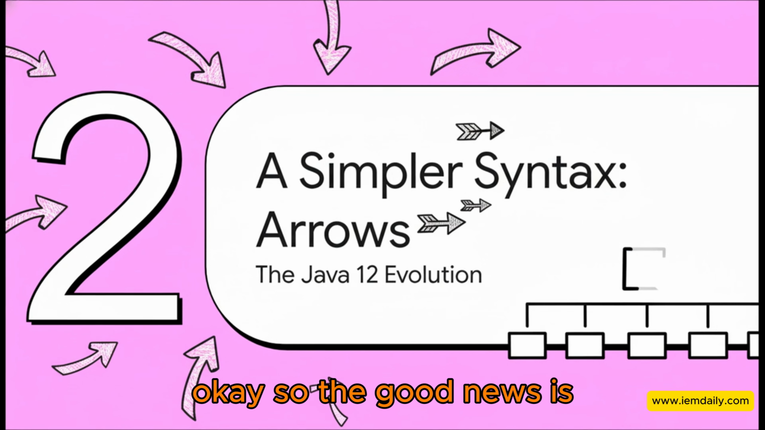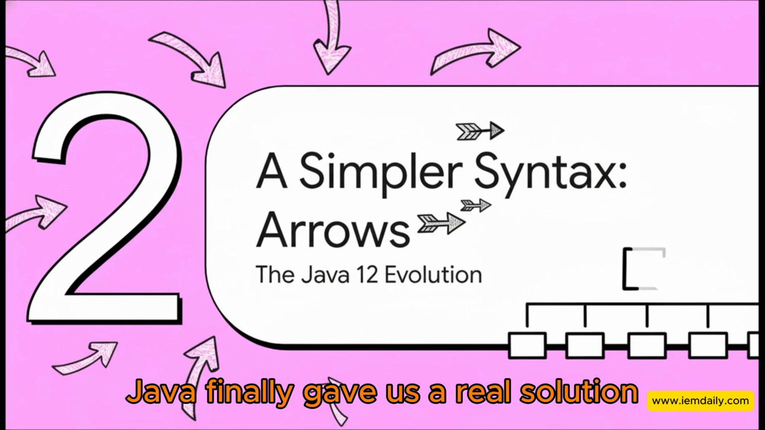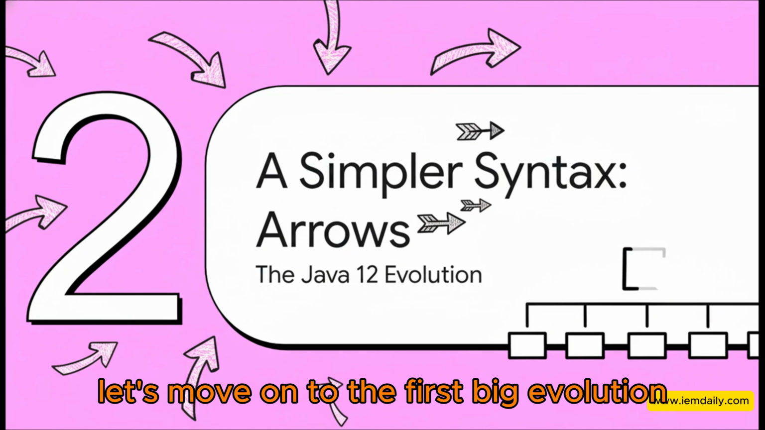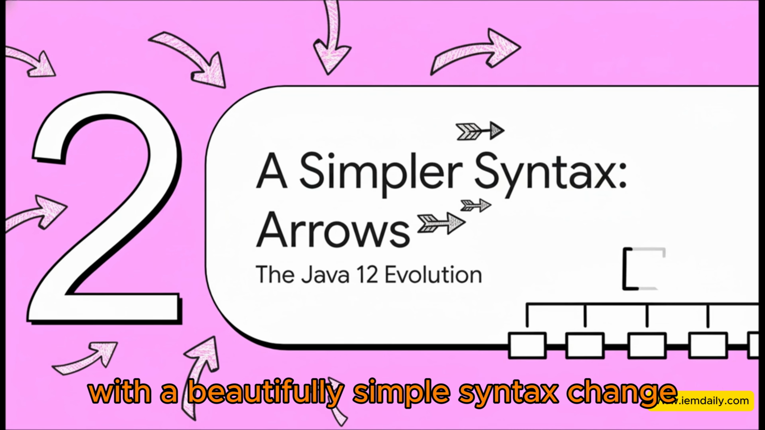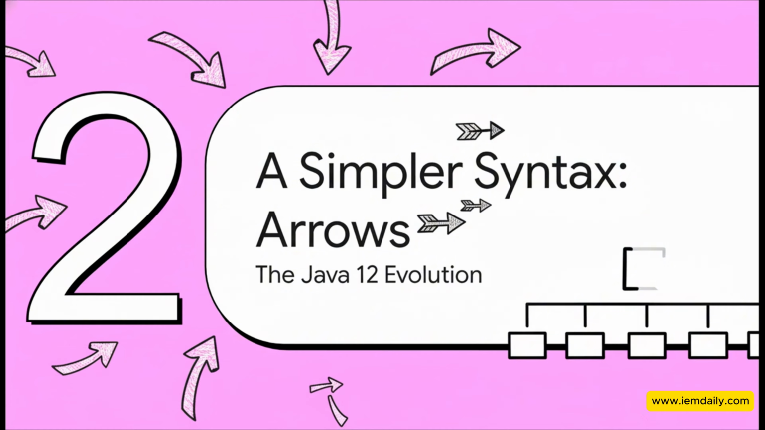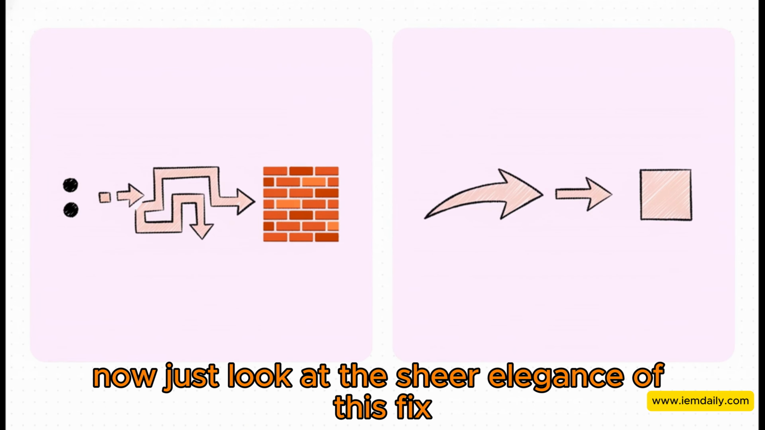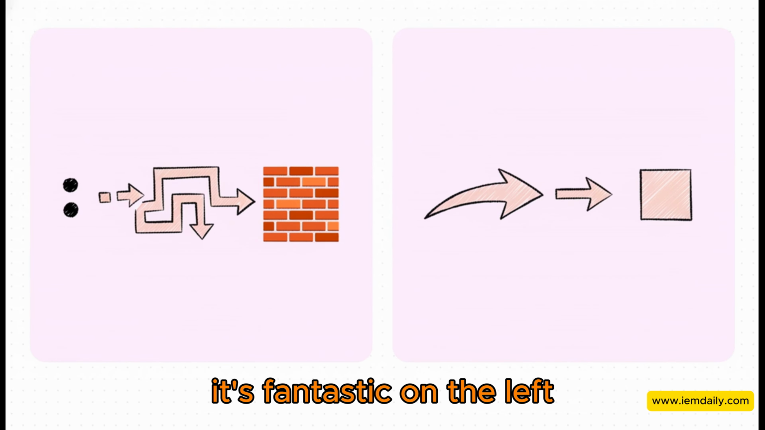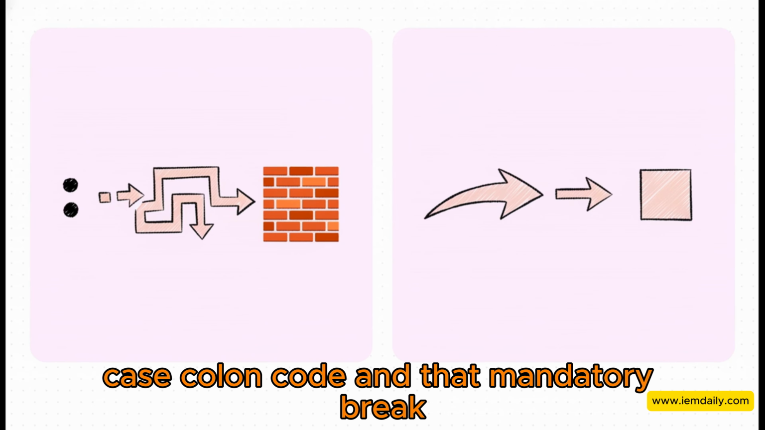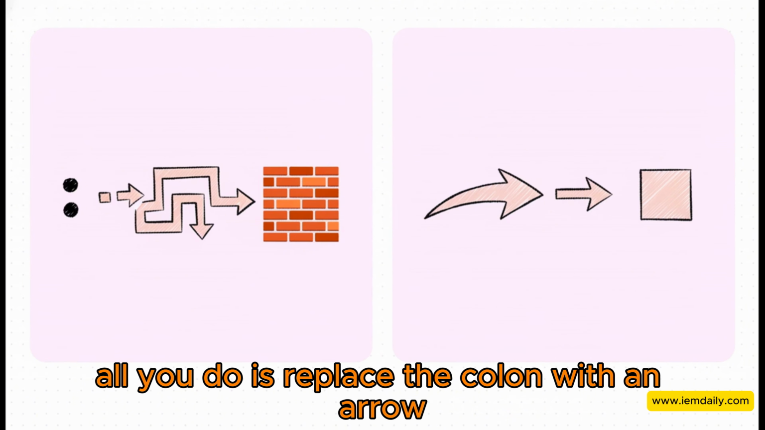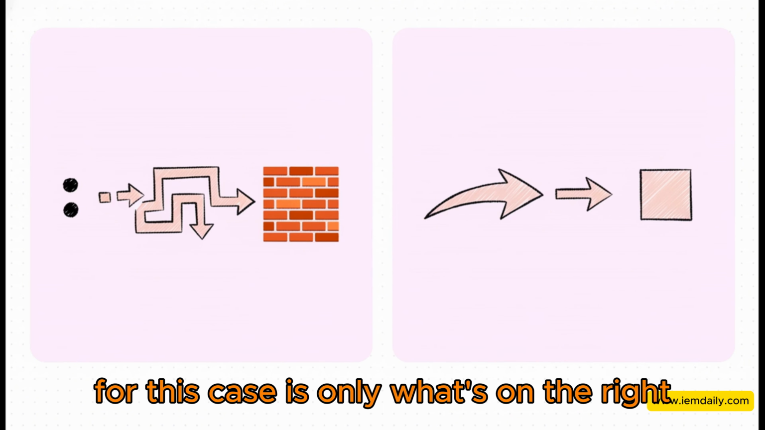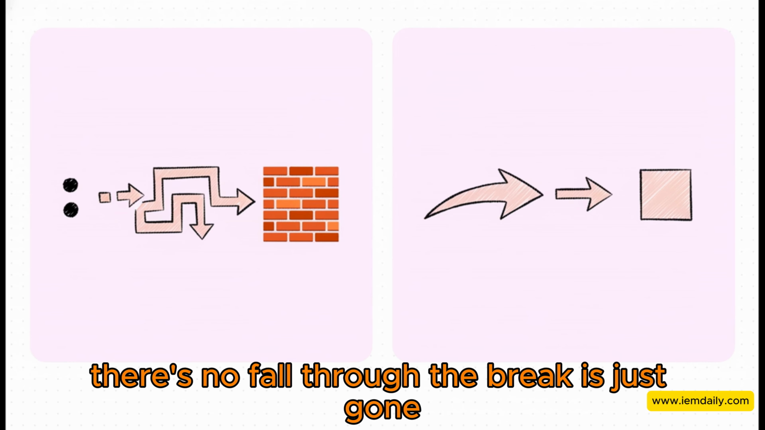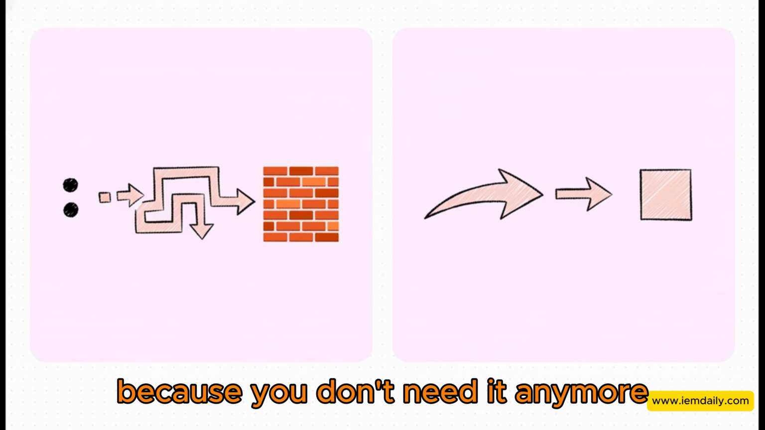Okay, so the good news is Java finally gave us a real solution. Let's move on to the first big evolution, which completely wipes out the fall-through problem with a beautifully simple syntax change. Now, just look at the sheer elegance of this fix. It's fantastic. On the left, you've got the old way. Case, colon, code, and that mandatory break. On the right, all you do is replace the colon with an arrow. That's it. That little arrow tells the compiler that the code for this case is only what's on the right. There's no fall through. The break is just gone because you don't need it anymore.